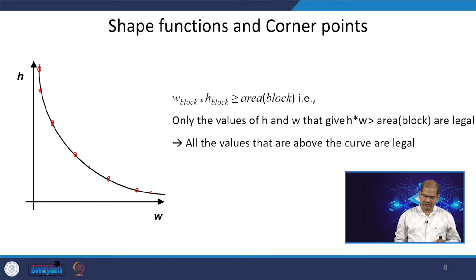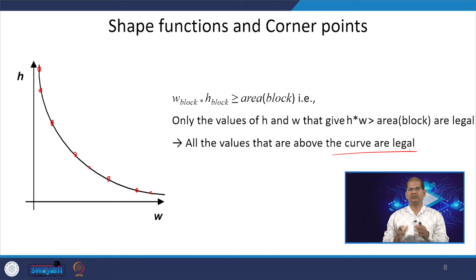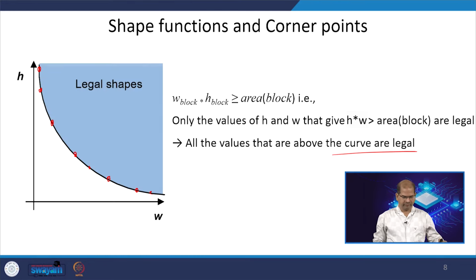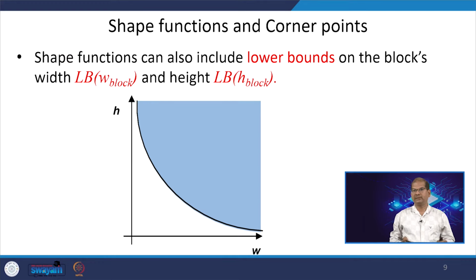So, everything above this one is a legal area or a feasible region. All the values above this curve are the legal or feasible region of my optimization algorithm. So, I need to find any point above this one; below is not allowed. So, this is the legal shape or the feasible area for the blocks. So, there is some bound.